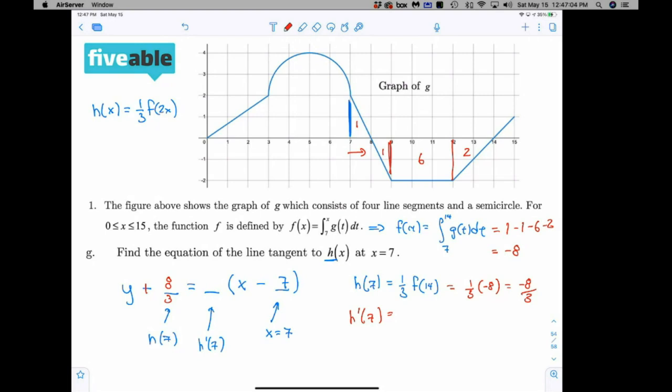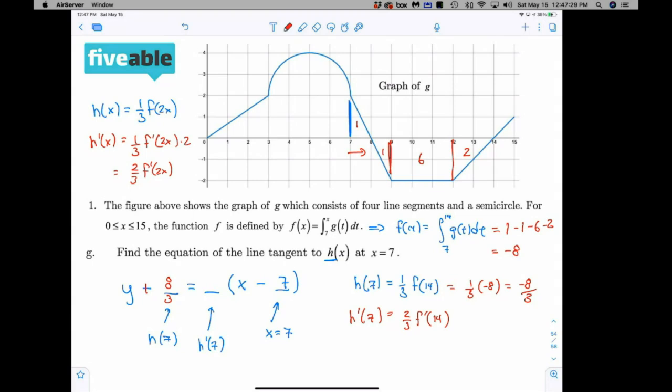But remember what h prime was. Let's go back up here and recompute that. That's going to be h prime of x is equal to 1/3, and then the chain rule went into effect. So it was f prime of 2x all times 2. That was 2/3 f prime of 2x. So h prime of 7 is going to be 2/3 f prime of 2 times 7, which is 14.